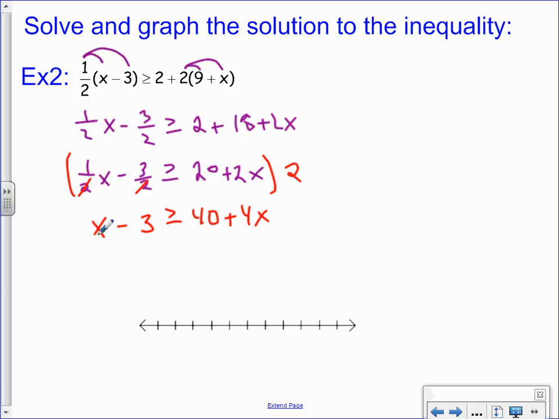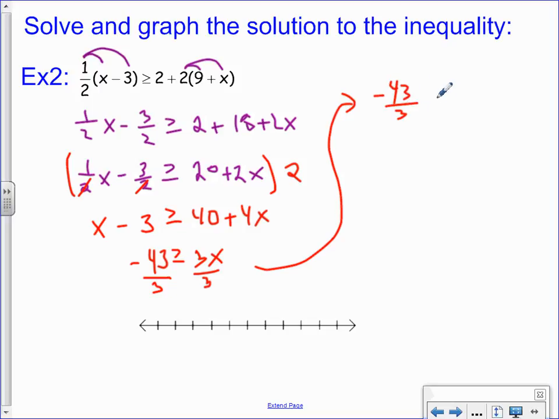Okay, moving the x to the other side gives you a 3x on this side. Moving the 40 will give you a negative 43 on that side. Okay, now look at where the negative is. It's not next to the x, so this time when you divide by 3, you're dividing by a positive number, so you get to keep that inequality. So you get negative 43 over 3 is greater than or equal to x.